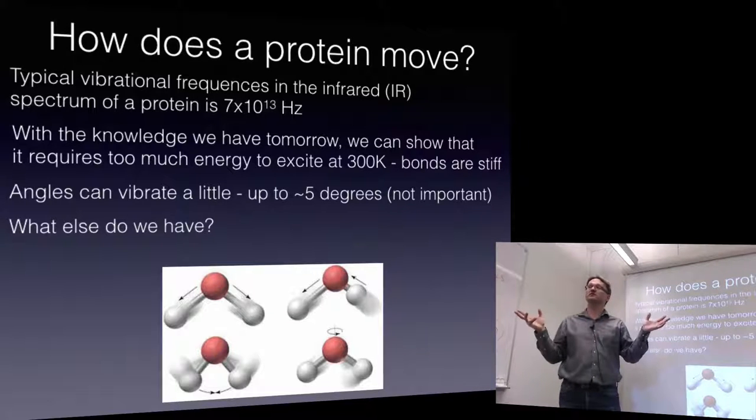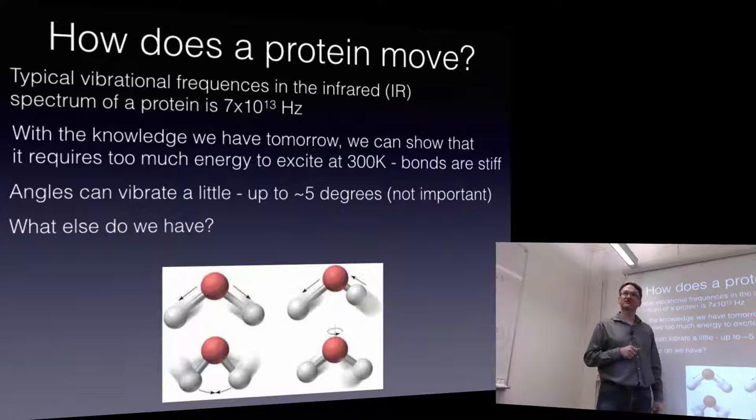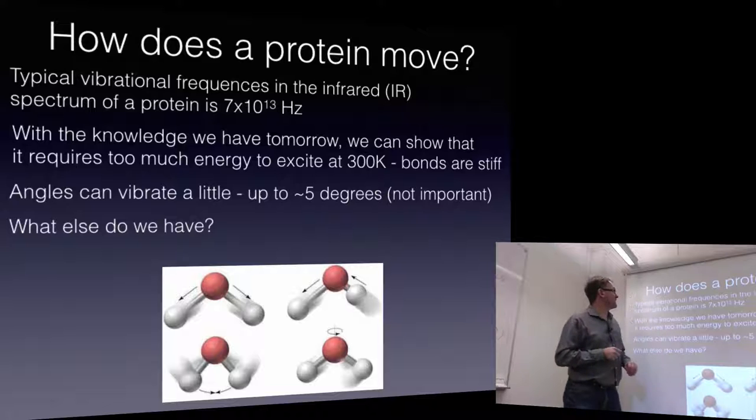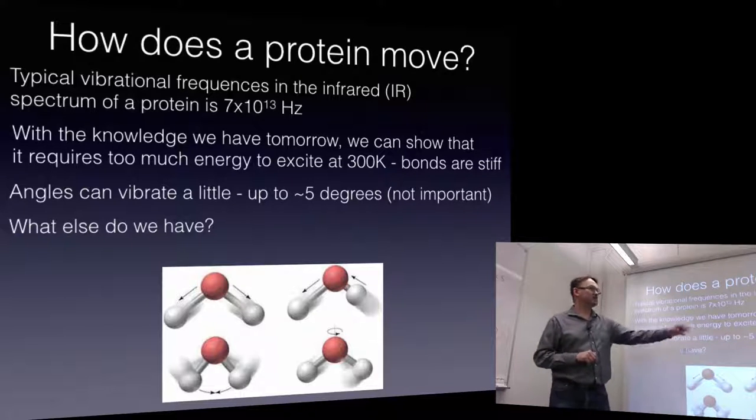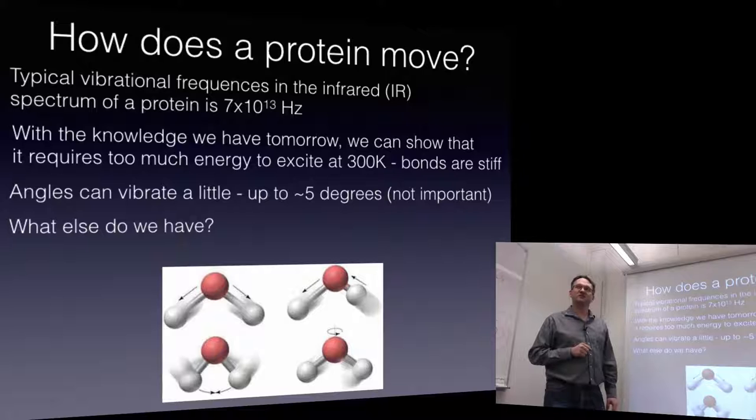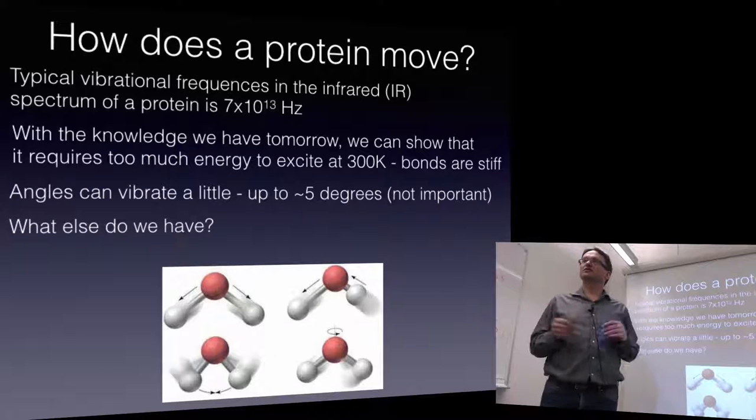that there's hardly any of these bonds that are going to be excited. Bonds are not going to be vibrating. They're more like stiff rods. They're just in the quantum chemical ground states. So with a little bit of hand waving, you're going to trust me that bond vibrations are irrelevant for protein motions. The angles can vibrate a bit, say up to 5 degrees or so, but it's not really going to be important. It makes the protein a little bit softer, but it's not going to change their motions at all. And for this reason, the only thing you really have is the torsions.